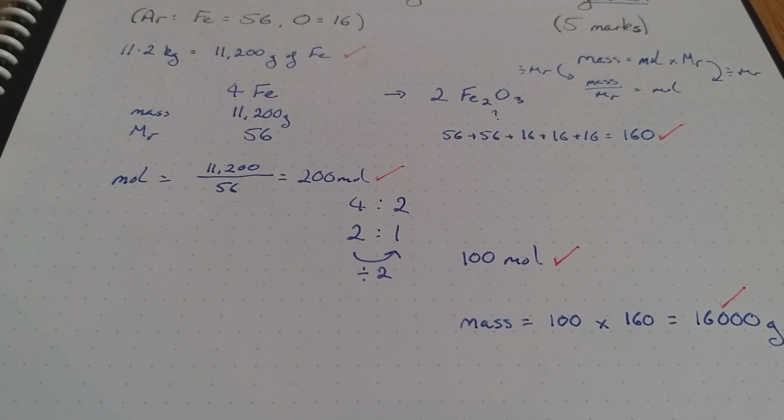So there we have it. Quite a challenging question there, where we had to use the molar ratios and we had to use the mass equals moles times MR equation in order to calculate the predicted mass of our product. In the next video, we're going to be looking at how we can use this idea of moles to calculate the limiting reactant in a reaction.